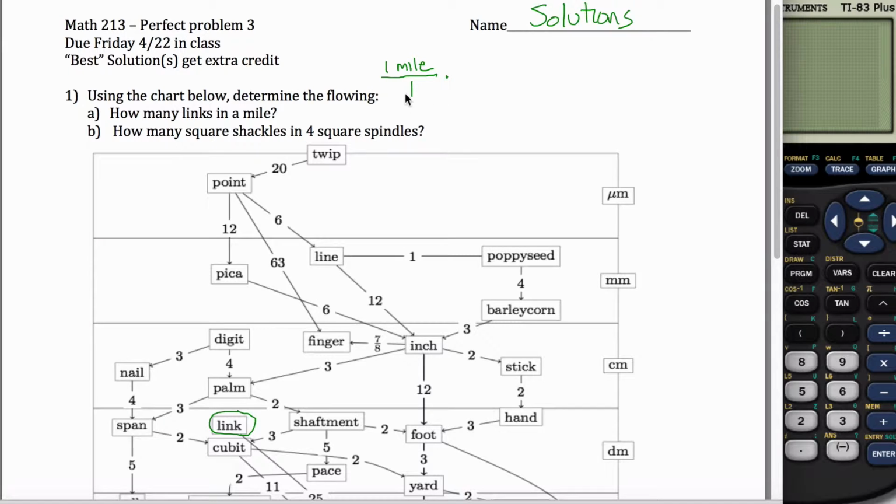Then the idea is when you have a fraction, if you multiply it by something that's equal to 1, you don't change the value of the fraction. So I'm not trying to change the value of 1 mile. I want the value to be the same. I just want to express it with a different unit, namely links. So I'm just going to multiply this thing by 1 a whole bunch of times.